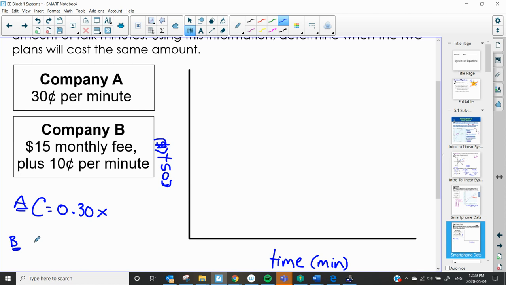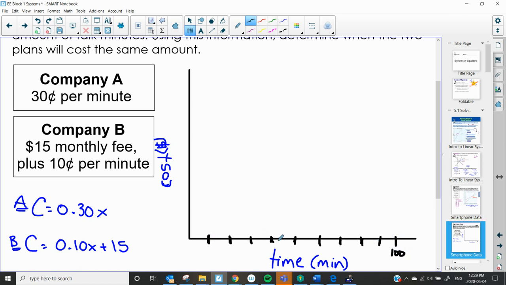And plan B is charging $15 plus 10 cents per minute. So 10 cents per minute, 0.10x plus 15. And so those would be our equations. Now, going with a scale here, I'm going to set up my scale and I'm going to go up by tens. Now, I've already done this question. That's why I've got my scale picked out. Sometimes you have to do a little bit of guess and check. So 10, 20, 30, 40, 50, 60, 70, 80, 90, and 100 minutes.